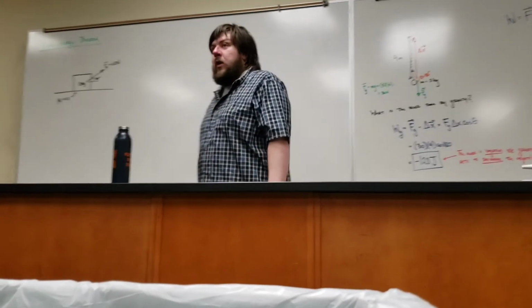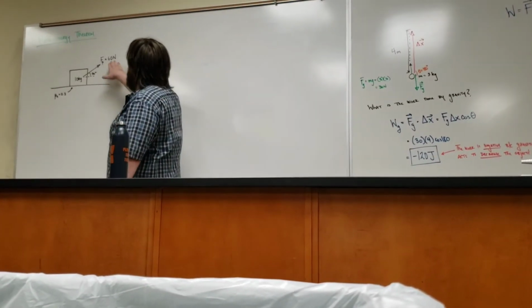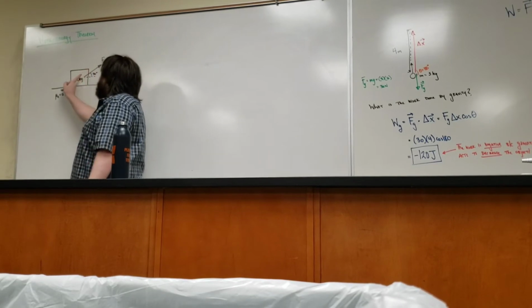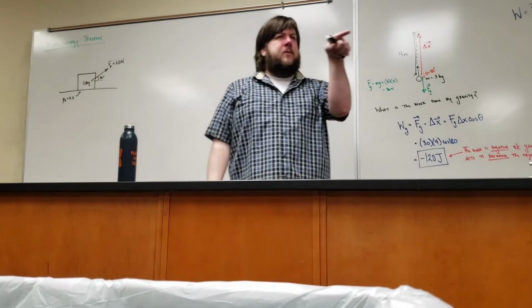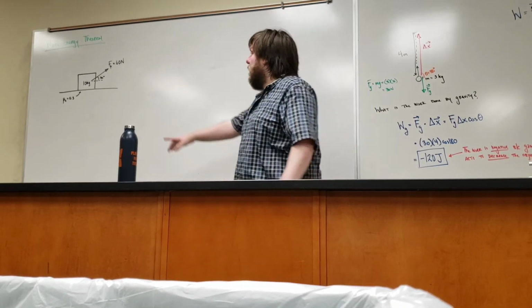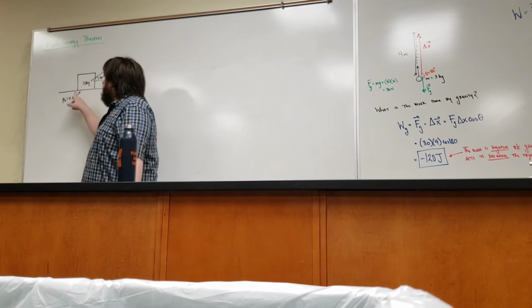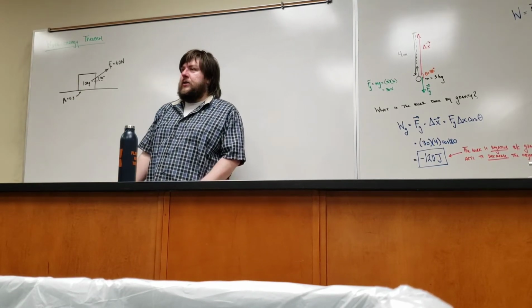Okay? So an object is being pulled along the ground by a force of 60 newtons that's angled up by 30 degrees. 0.3, that's the coefficient of kinetic friction between the box and the ground. Any other questions?